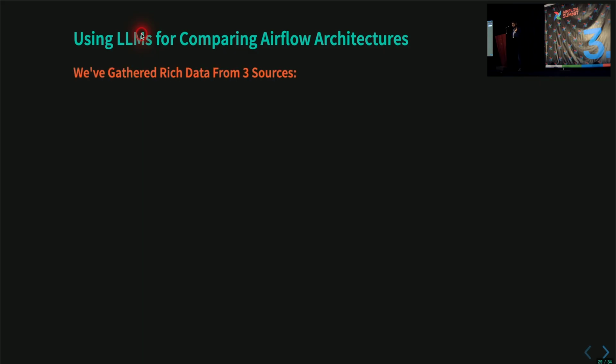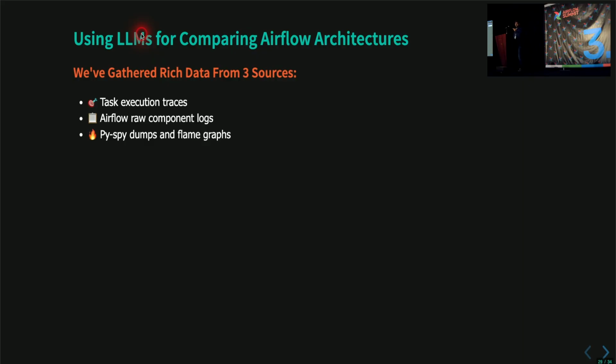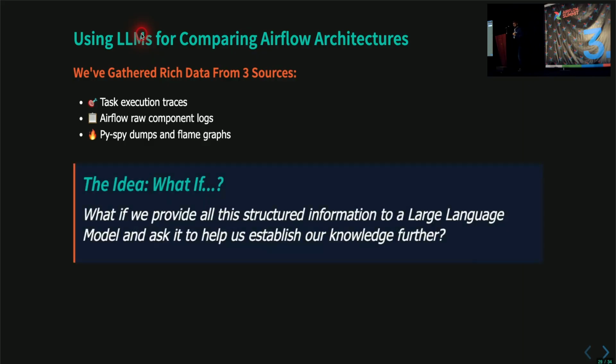We have very good, rich data from 3 sources. What are those 3 sources? Part 1 was the task execution traces that we generated ourselves. We always get the Airflow raw component logs. We have different levels of logging, info, debug, warning, whatnot. So we can figure that out based on our needs. And we have these spy dumps and flame graphs, which in my opinion holds incredible amount of information.